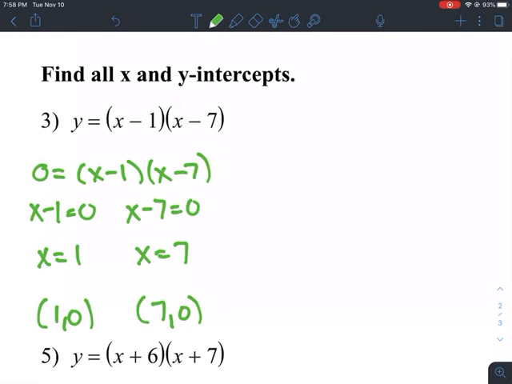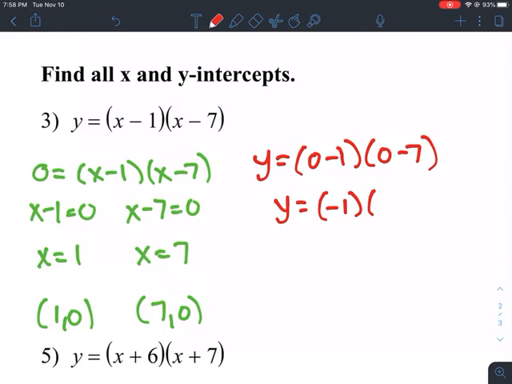For the y-intercept, I plug in 0 for x. So 0 minus 1, 0 minus 7. So I get -1 times -7, which is just 7. So the y-intercept is the point 0, 7. Remember that intercepts are points on a graph. So they're not just a number. It's a point, an x and a y coordinate.